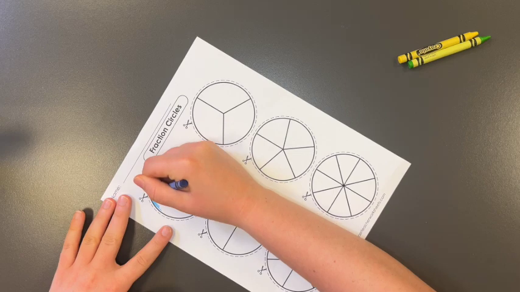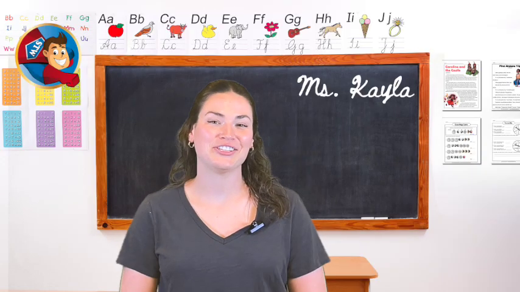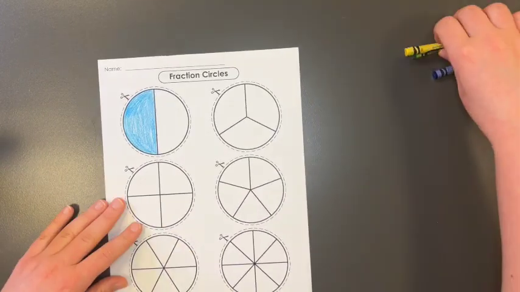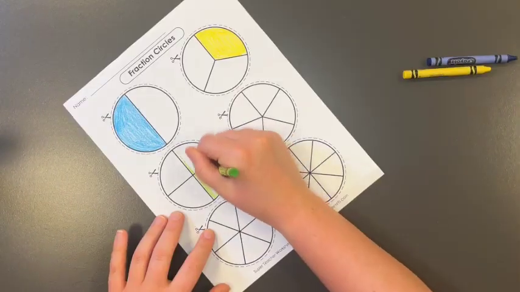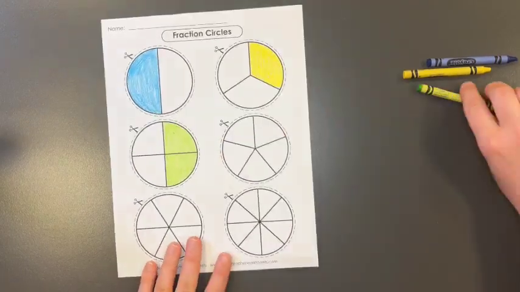First, have your students color and label each fraction circle on the worksheet. You can use color coding to help them differentiate between the fractions. For example, color the halves blue, the thirds yellow, and the fourths green. This visual aid will help make it easier for students to understand and recognize different fractions.